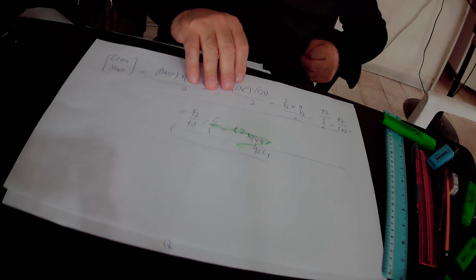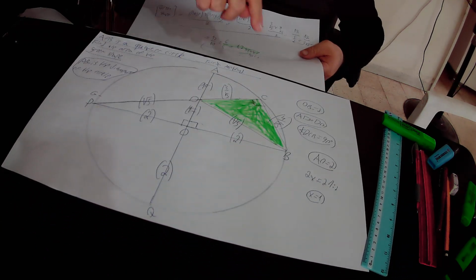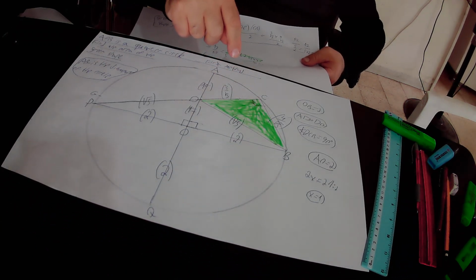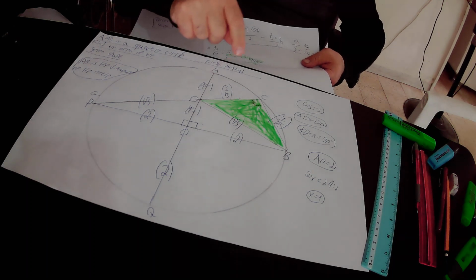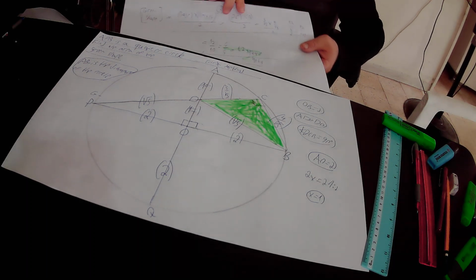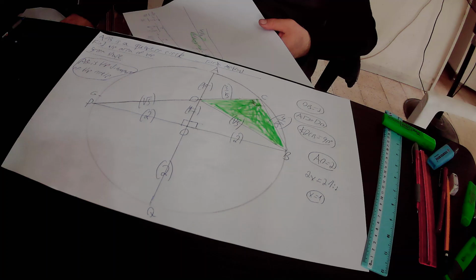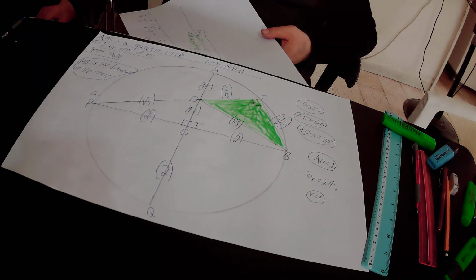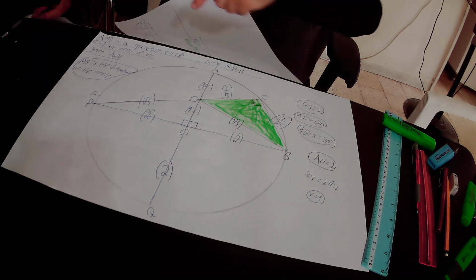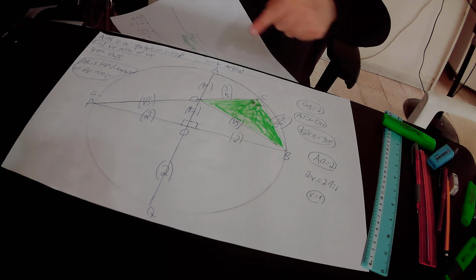So in total I found out that the area of this green shape equals 6/5 square units, or in terms of numbers, 1.2 square units. We finish with the first method. In the next step I presented to you how to find the area of this green shape according to the second method.